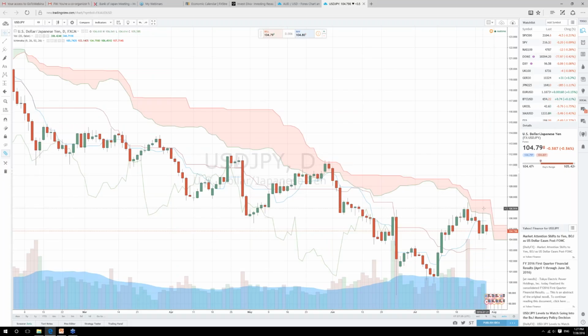The moment it breaks below the Ichimoku cloud, we have a bearish signal. The moment it crosses above it, we have a bullish signal. Right now, it's just below the Ichimoku cloud. It has not been able to break above it. So to me, it's still a bearish signal on a daily chart.